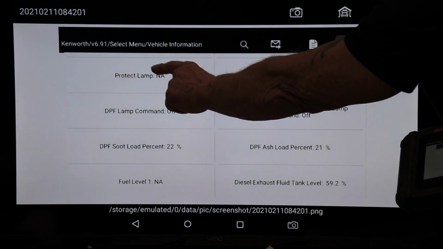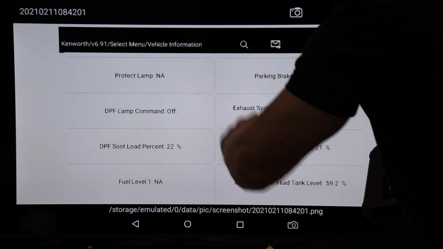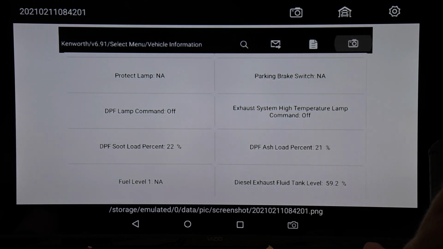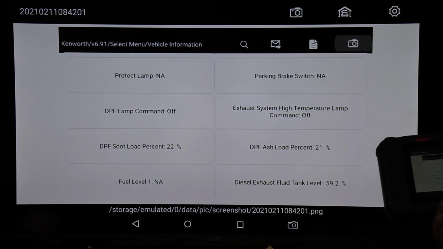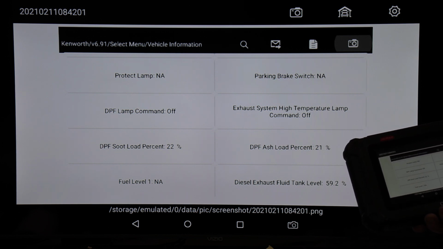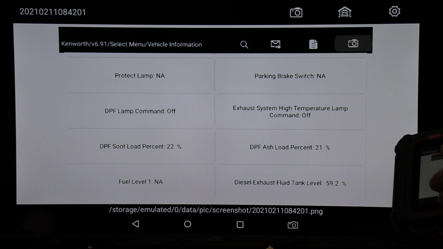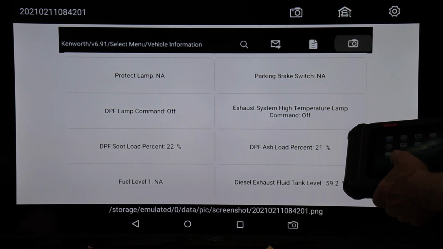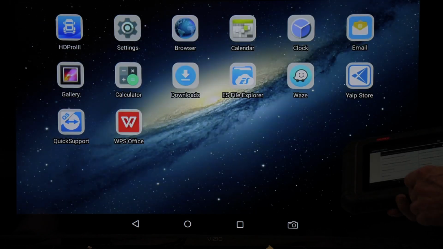Okay. And then you see again, select menu, vehicle information. TPF, ash load, diesel exhaust fluid tank level. Very, very important information, especially today with all the emissions problems we tend to have with these newer vehicles. So right off the bat, you have a great snapshot. So we're going to continue.